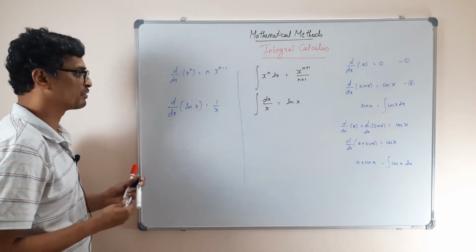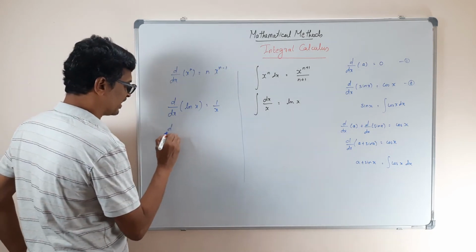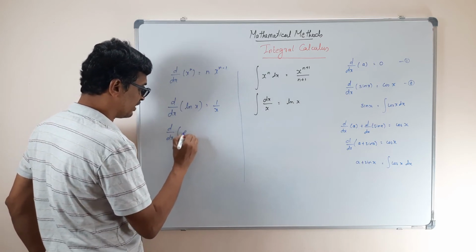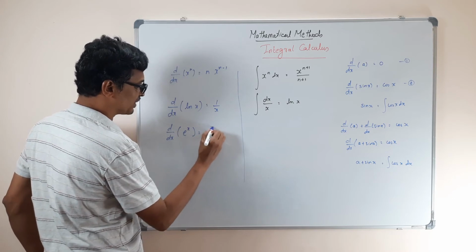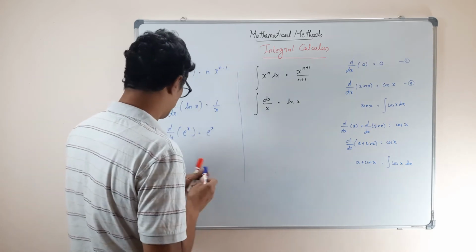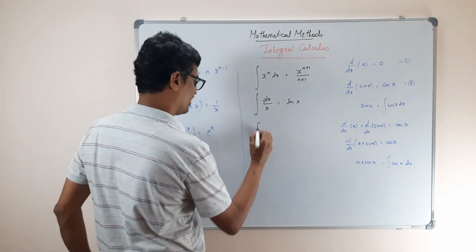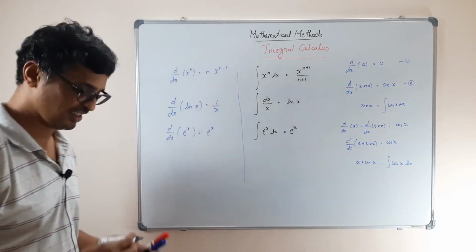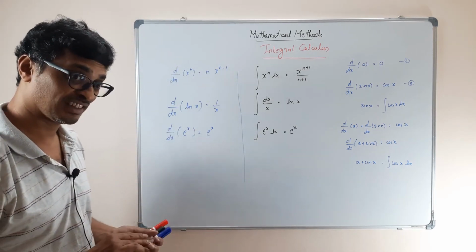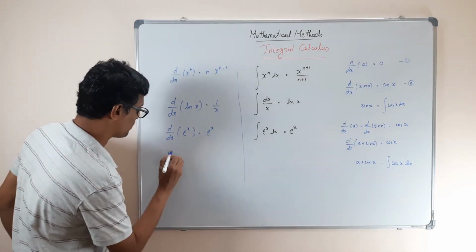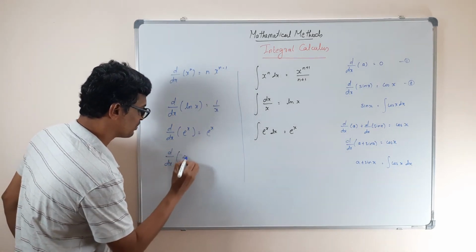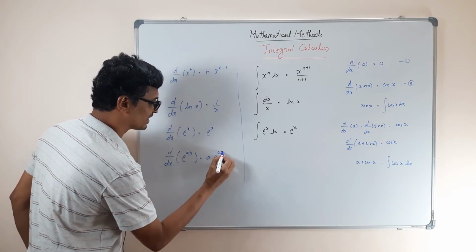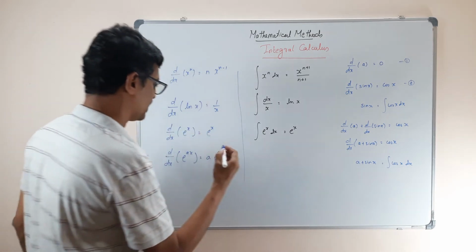Okay, now let me write the other one. What you had: d by dx of the exponential, Euler's number, you remember? d by dx of e^x will be equal to e^x. So the integration of e^x dx will be e^x. You remember one more thing we did, e^(ax). Tell me what d by dx of e^(ax) should be. What we get? a times e^(ax). Right? So now you tell me what this will be.